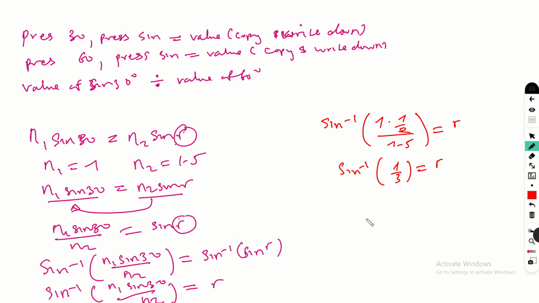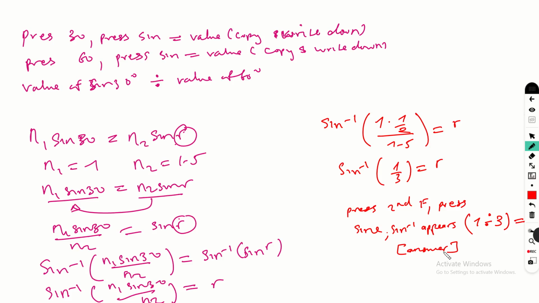You press second function, press sine. After you press sine, open the bracket. If you press sine, sine inverse appears. Open your bracket, you press 1 divided by 3, and then press equals, and you have your answer. As simple as that. So that's how you get the answer.